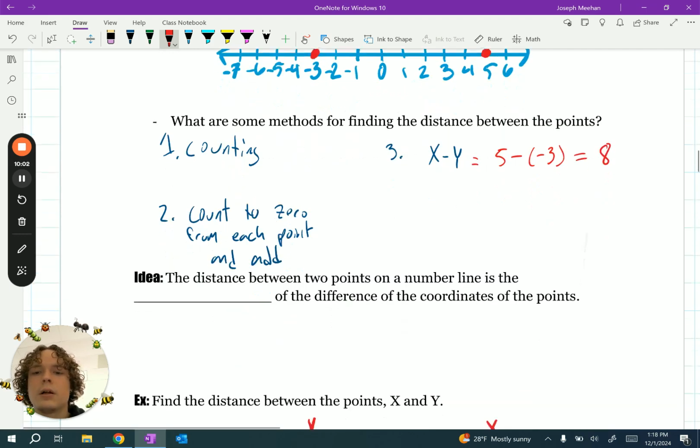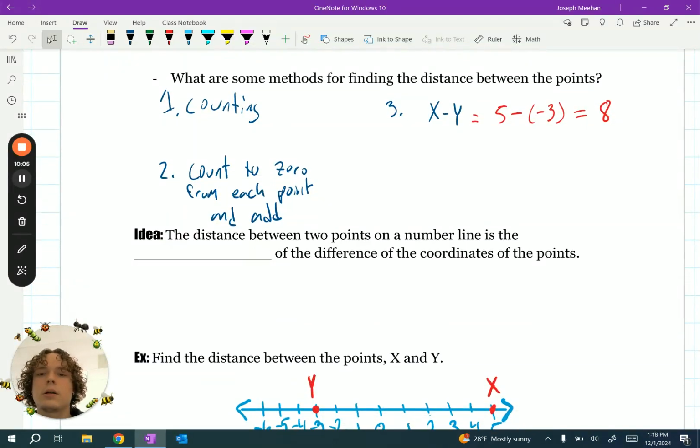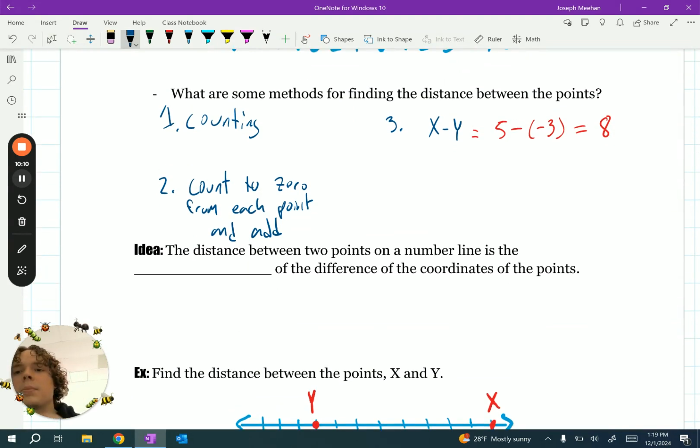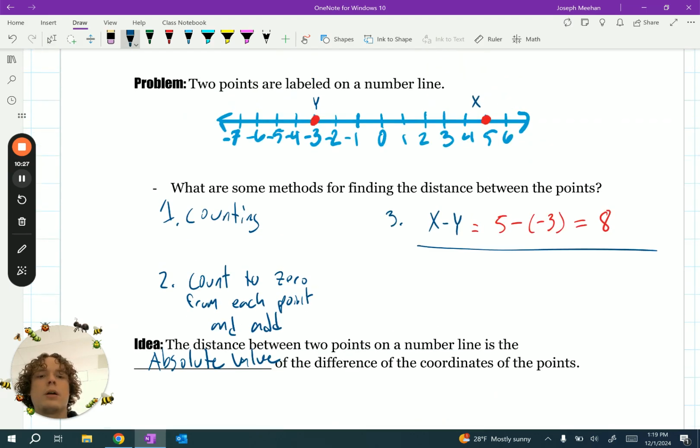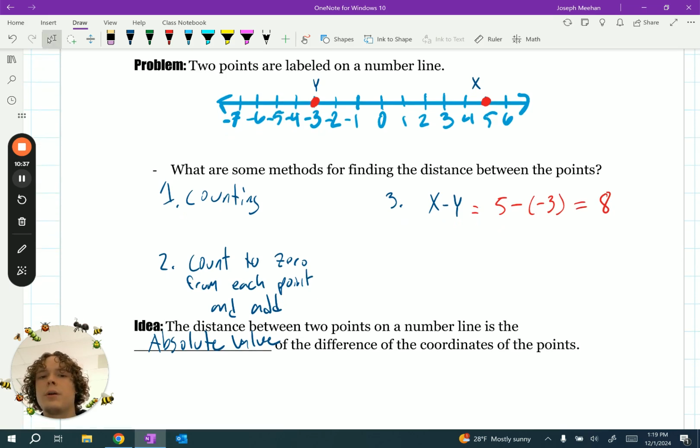It's pretty interesting. So let's move on and look at this. It says the distance between 2 points on a number line is the absolute value of the difference of the coordinates of the points. The difference of the coordinates is exactly what we just did with the x minus y thing. We did x minus y, and we found the difference of the coordinates is 8. But why is it saying we want to do absolute value here?